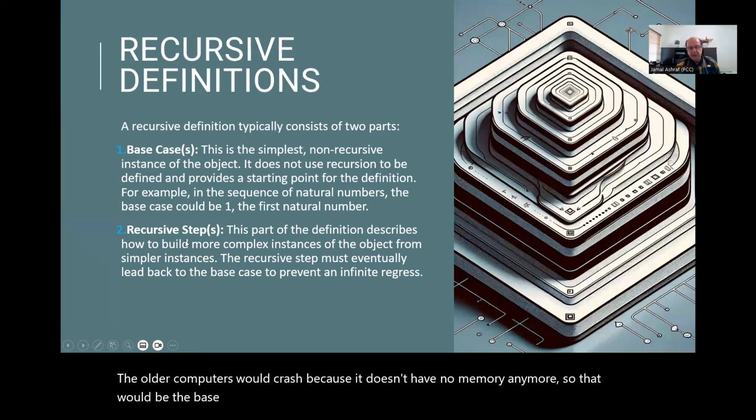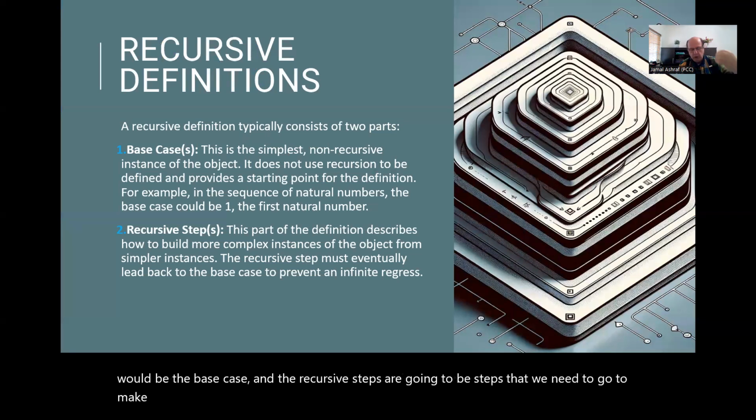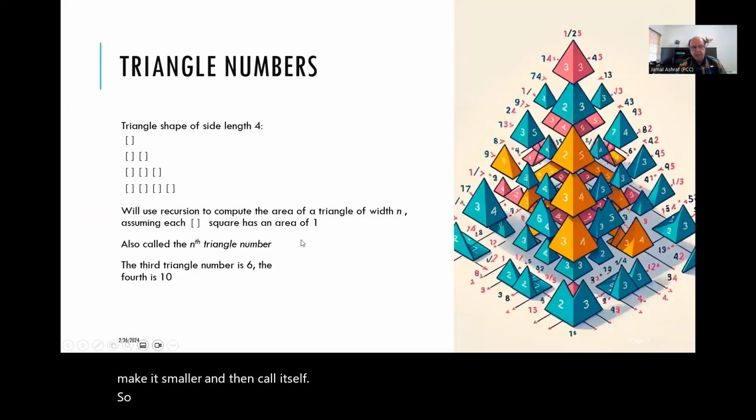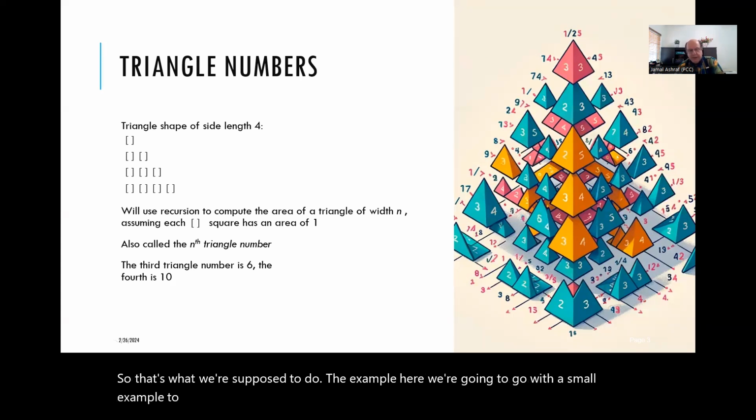And the recursive steps are going to be the steps that we need to take to make the problem smaller and then call itself. So that's what we're supposed to do. The example here is a small example to see if we can understand this. In this case, we are talking about triangle numbers.